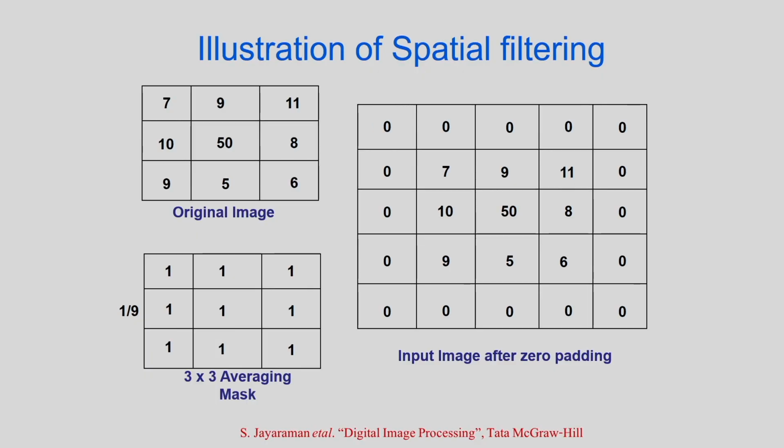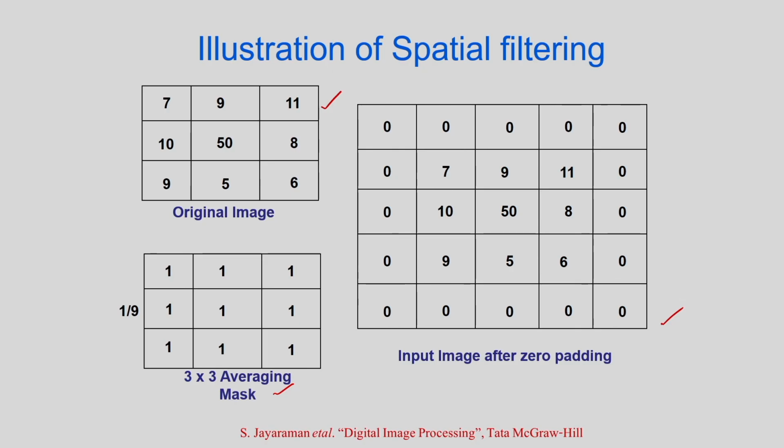And now I want to give one illustration of the spatial filtering, and in this case I am considering the low pass filter. Here you can see the original image, and the mask, that is the 3 by 3 mask for the averaging operation. The values are 1, and it is divided by 9, because I am averaging over 9 pixels. So this is the mask corresponding to the averaging filter, that is the low pass filter. And for the boundary pixels I am doing the zero padding. So you can see the zero padding I am doing.